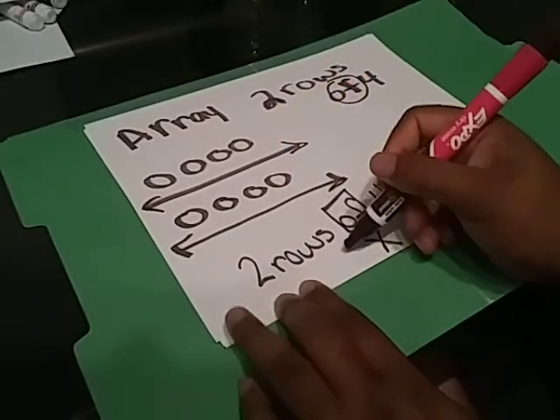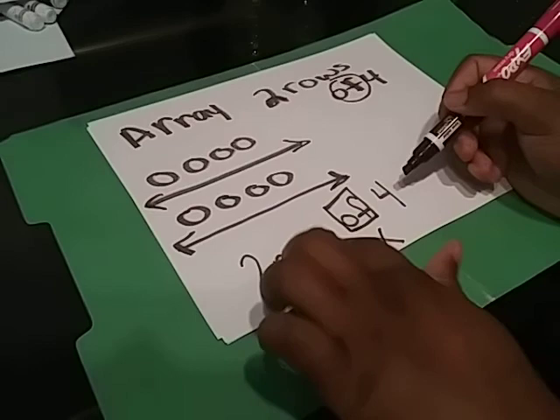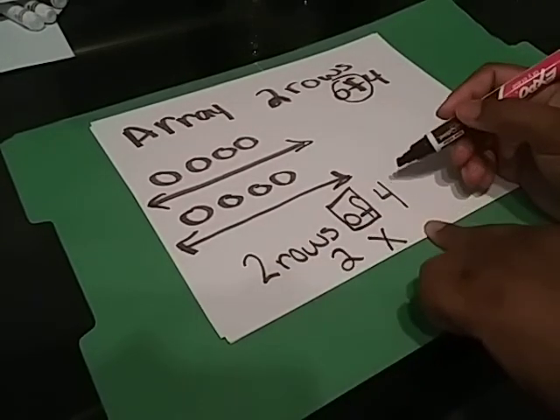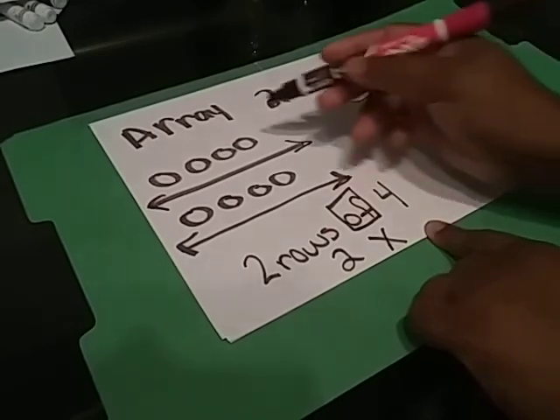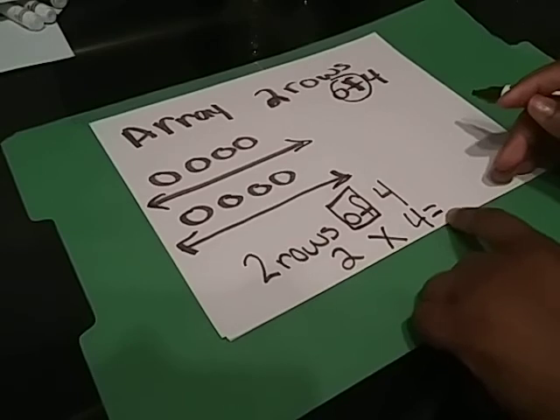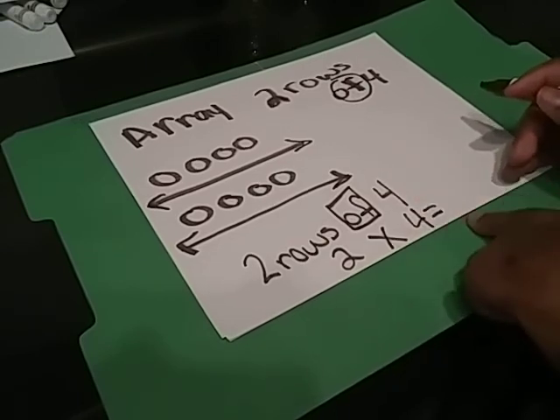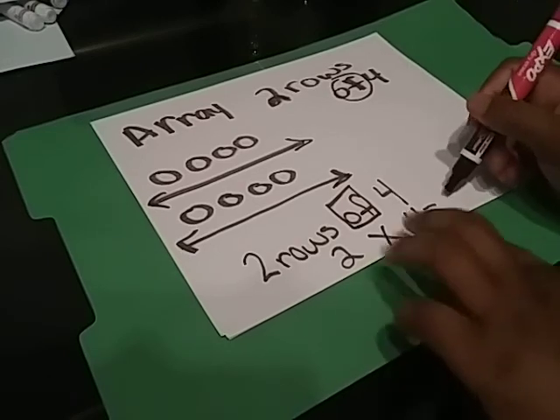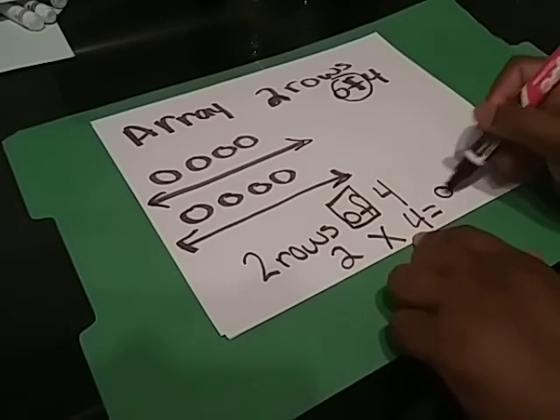The first number represents how many groups or how many rows we have. The 4 represents how many are in each group or how many are on each row. This equal sign is telling me how much I have altogether. When we're multiplying, our answer is called the product. I have a total of 8 circles.